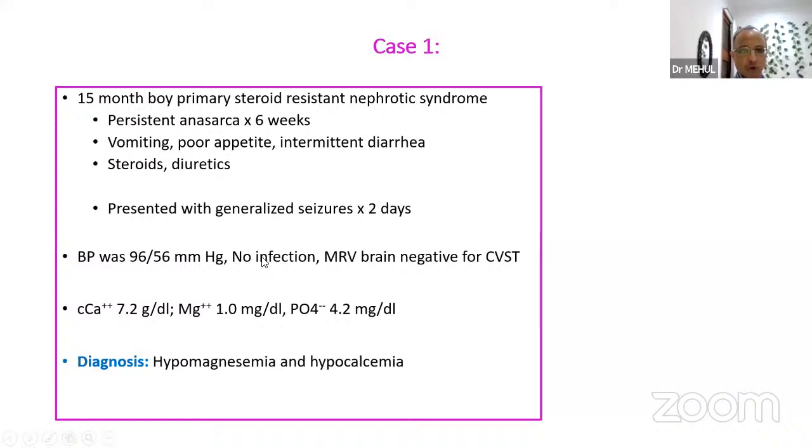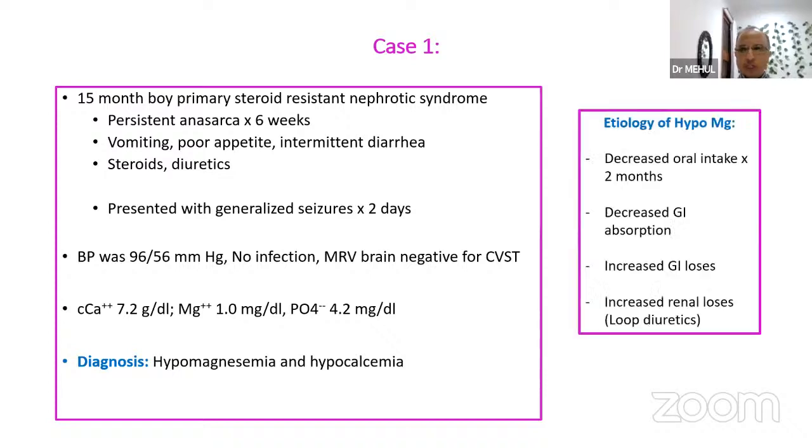There was no hypertension, no infection, and no venous sinus thrombosis on the brain MRI. His corrected calcium was 7.2 milligrams per deciliter, magnesium was 1 milligram per deciliter, and phosphorus was low normal. So it was very obvious that this child has hypomagnesemia with secondary hypocalcemia. The question is, what is the cause of hypomagnesemia in this 15-month-old child?